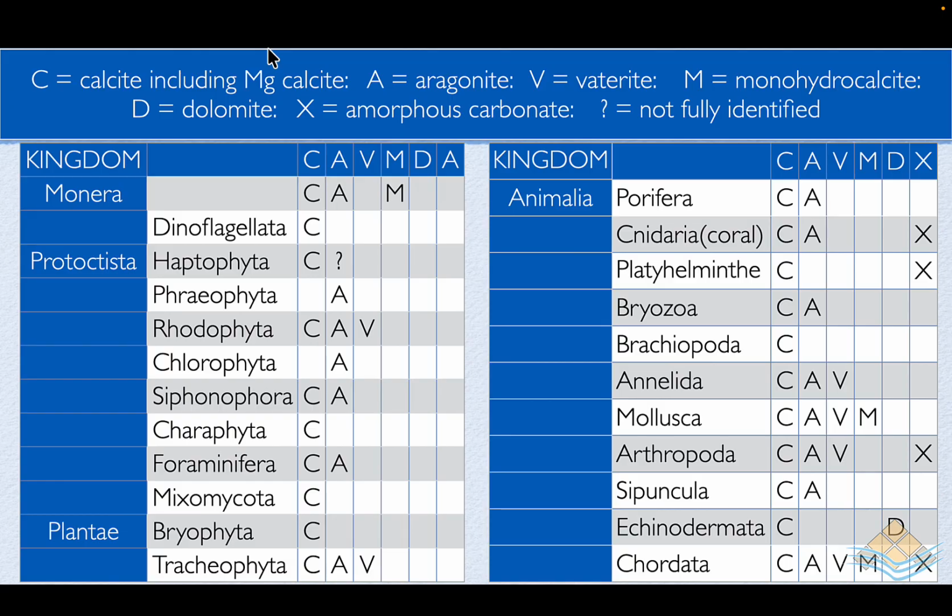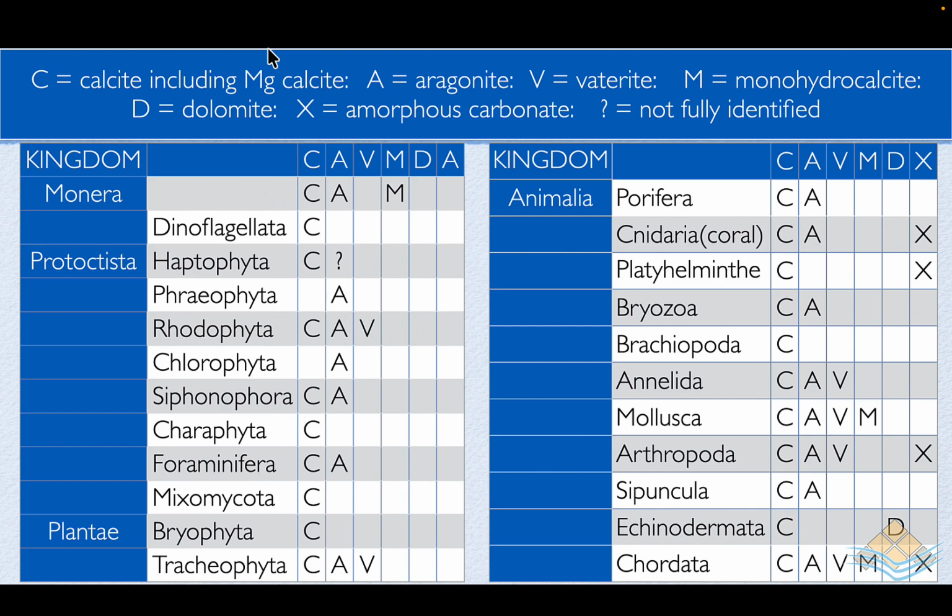Charophytes are dominated by calcite. Forams, mostly calcite, but also some aragonitic forms. Once again, these are tending to reflect the oceanic chemistry in which those systems are forming. And when we look at the fungi, they're dominated by calcite, as are the bryophytes. Vascular plants, the tracheophyte, we see a whole range of mineralogies ranging from calcite to aragonite and vaterite.